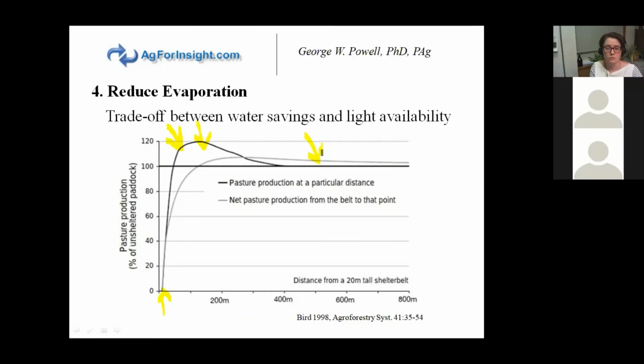And this graph represents average conditions over several years. During a drought, that production boost, because the soil moisture then becomes the most limiting factor to your crop production, can be quite profound, 60, 70, 100% additional production during a drought year.